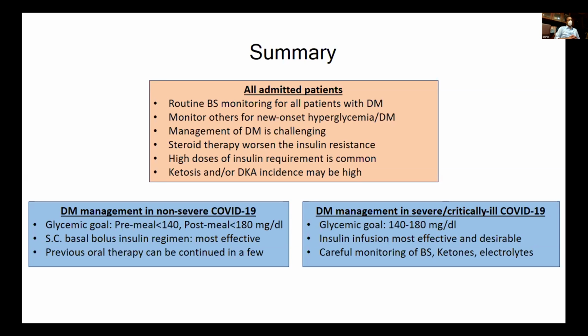Subcutaneous basal bolus insulin is the regimen of choice where the blood sugars are not controlled. The previous oral regimen can be continued in a few where blood sugars are controlled and they do not have any organ dysfunction. And those who are severe or critically ill should be put on insulin infusion, and the blood sugar goal should be between 140 to 180. And these patients should be monitored for blood sugars, ketones, and electrolytes regularly, at least 2 times a day.